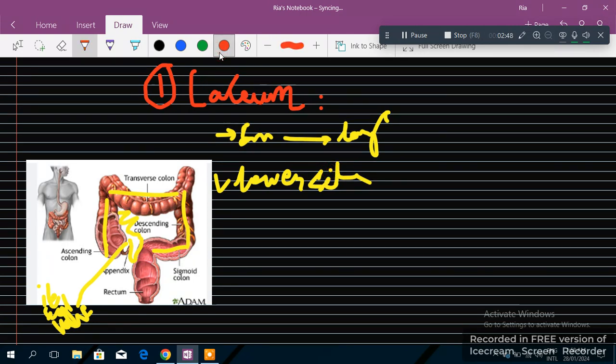Then if this connects both the small and large intestine, this means here we'll see one valve. The valve which I told you about is the ileocecal valve, which comes after the ileum. Since it is present after the ileum, that's why we call it the ileocecal valve.